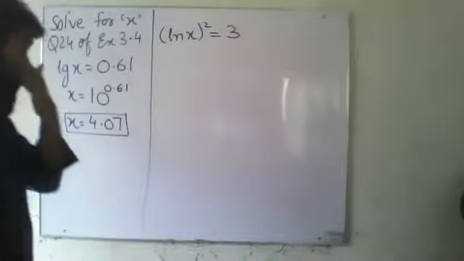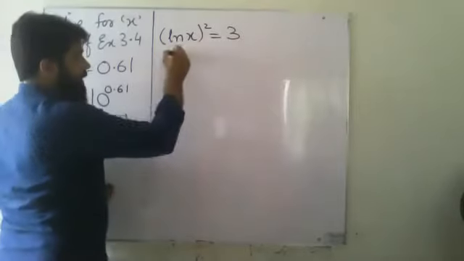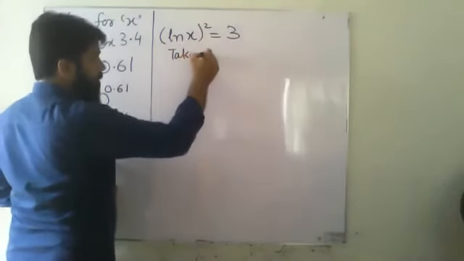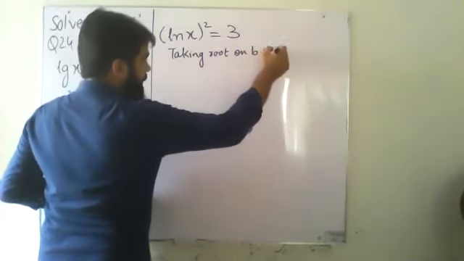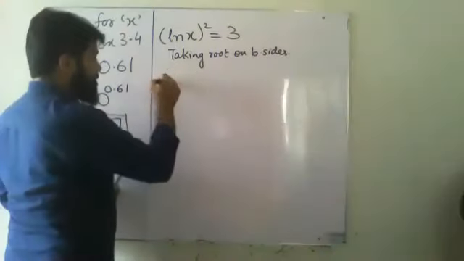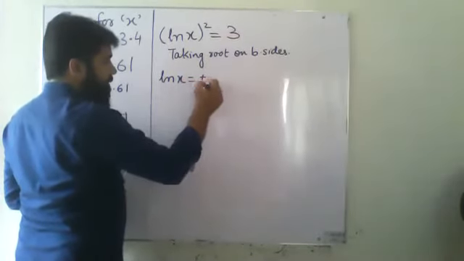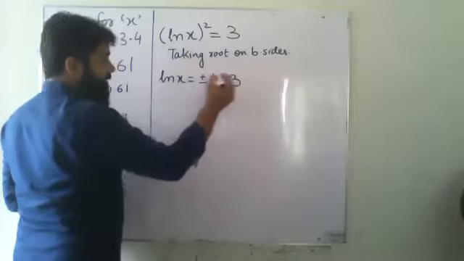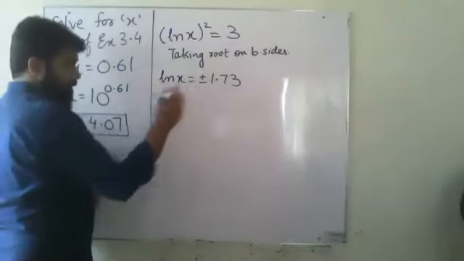So what I am going to do, first of all, I will remove the square by taking root on both sides. Okay, so this will become ln x equals to root of 3, which is plus minus 1.73. Two answers will be there. Root of 3 is 1.73.